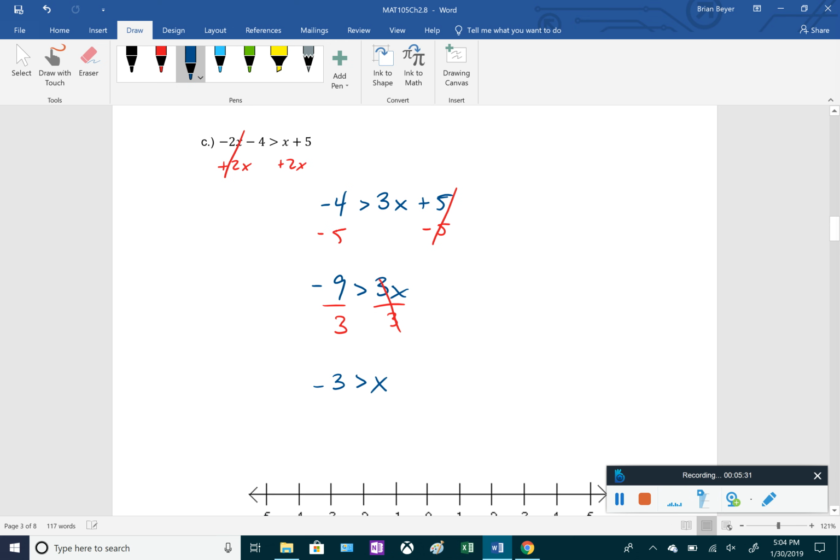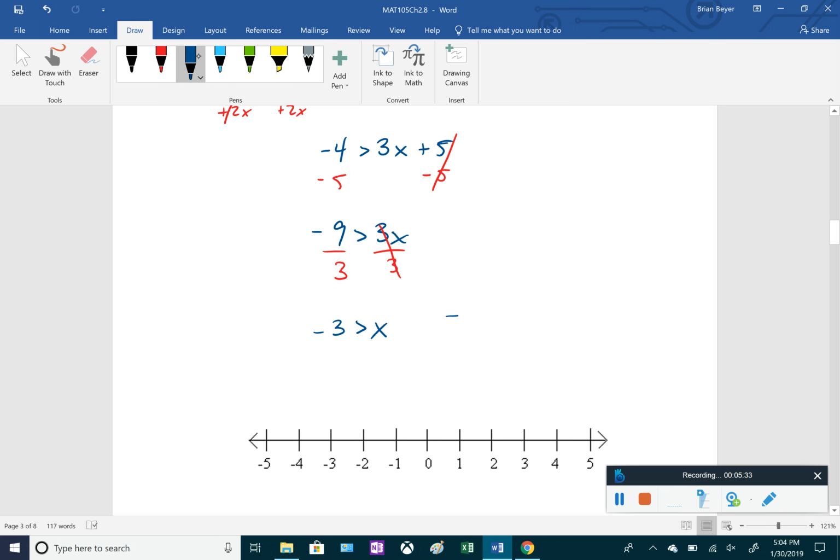You do not want to leave your answer like this. You want to have x on the other side, on the left-hand side. So it'd be x is less than negative 3.